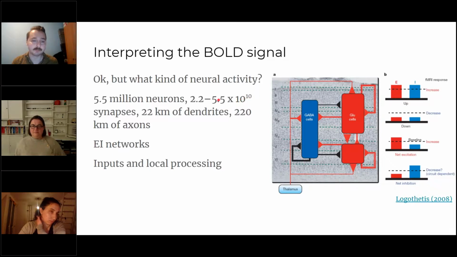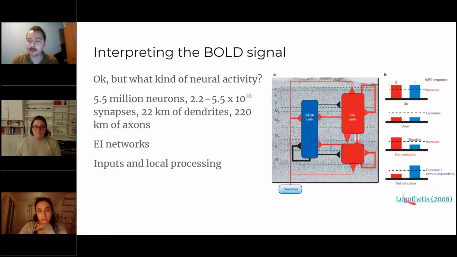So around average 30 billion. This is, I think, synapses, and 22 kilometers of dendrites, and 220 kilometers of axons. So we're working on a pretty large timescale here. So really, what we're measuring here is the collective activity of excitation-inhibition networks of neurons.